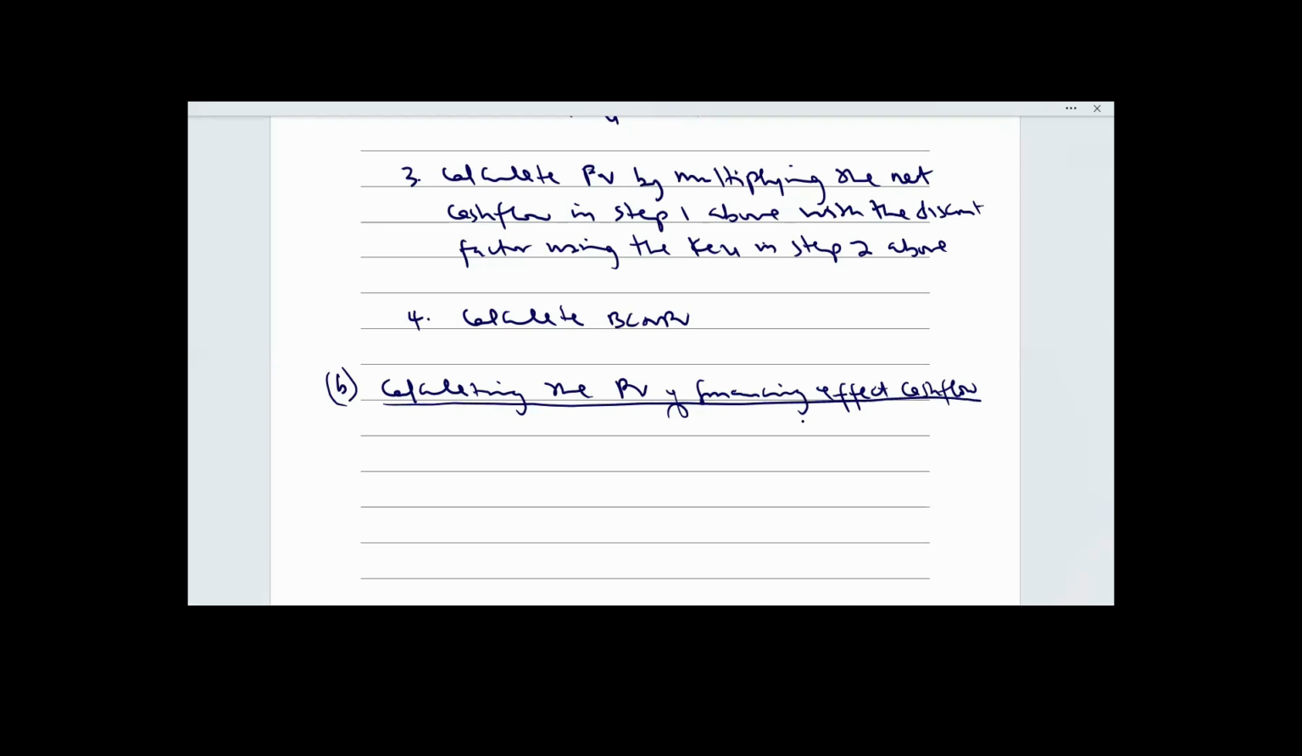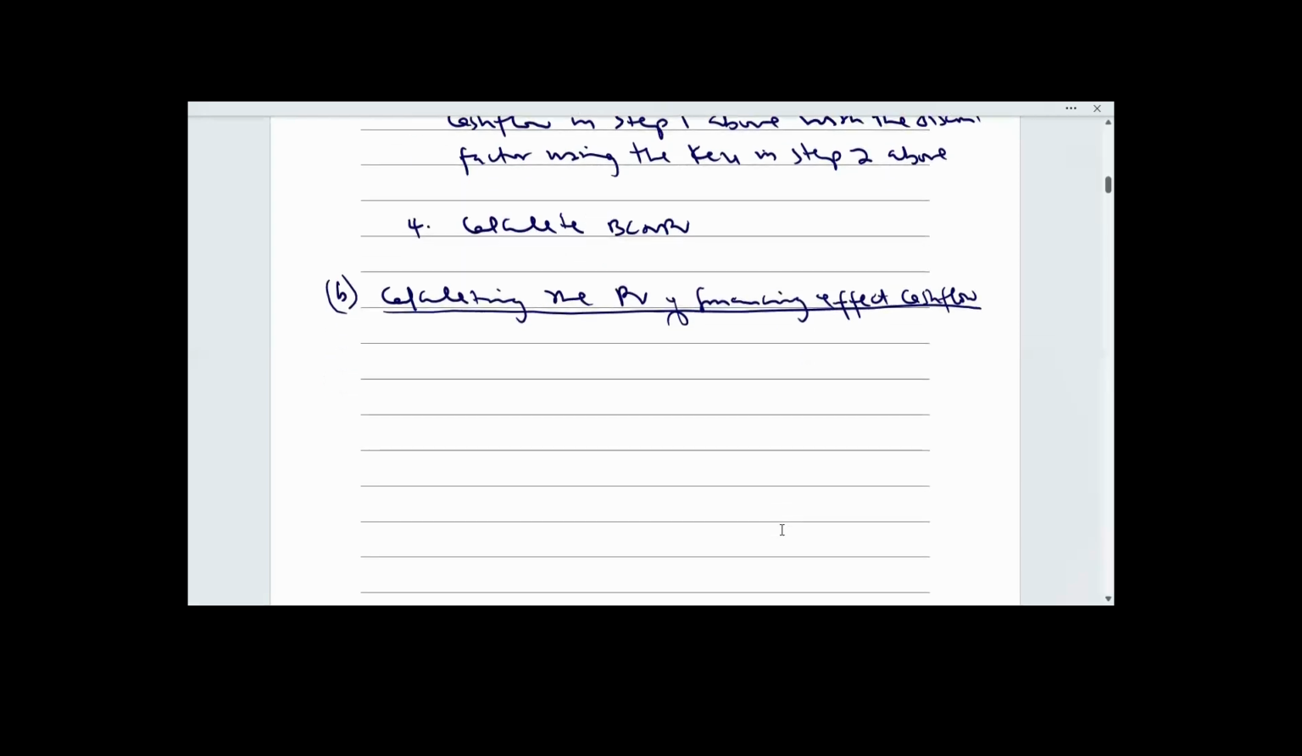To calculate the PV of financing effects, there are 3 stages that you are going to carry out. But first things first, before you move to the 3 stages, there are 2 things that you must establish as initial before you start calculating the PV of financing effects.